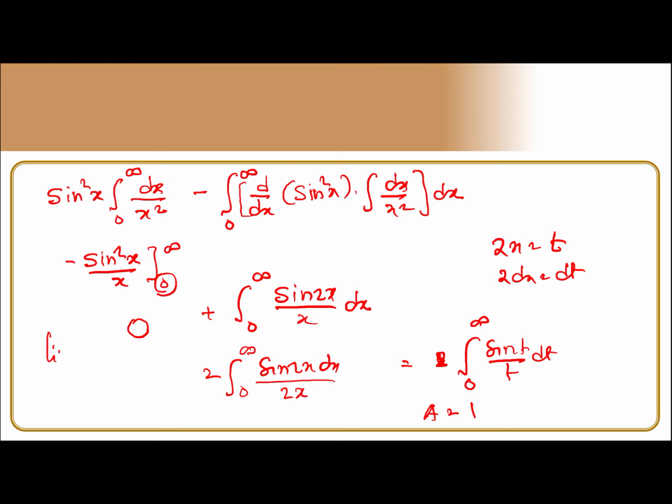So the lower limit is solved by the limit. As x extends to 0, sine square x by x will give you 0. At infinity, 1 by x is tending to 0.